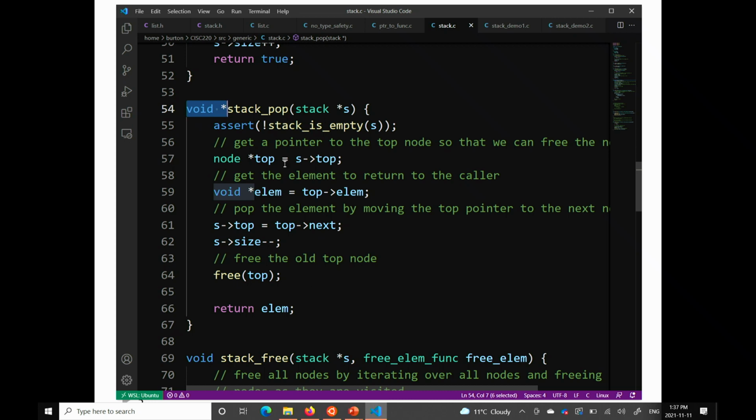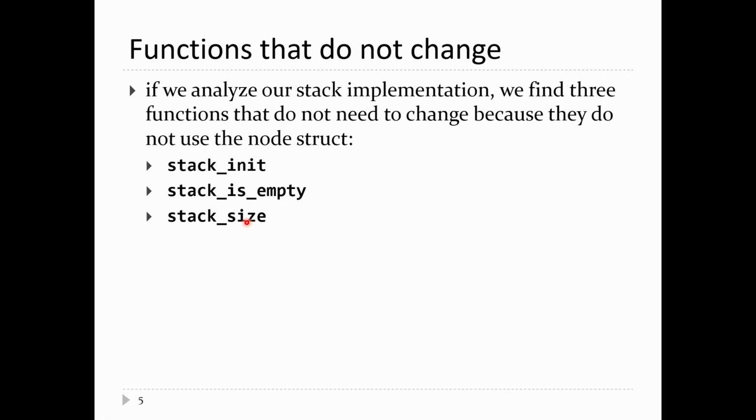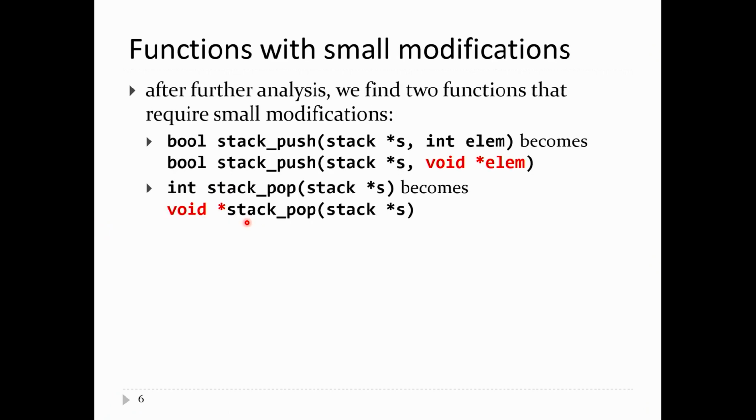Free the old top node. So this is the node. There's a mistake here. There actually is a change that has to be made. So I'll get to that in a second. I just saw that. Cool. All right, so functions that don't change: init, is empty, and size. Push has a small change, you just change the parameter. Pop, you change the return type, and I guess when I fix the slides, we'll have to make another change to this as well.